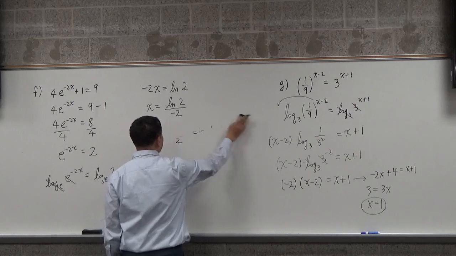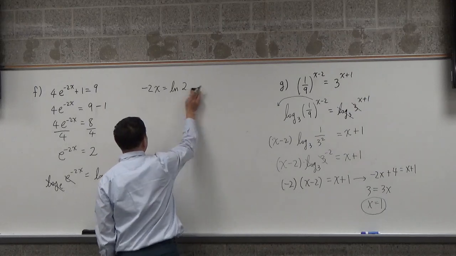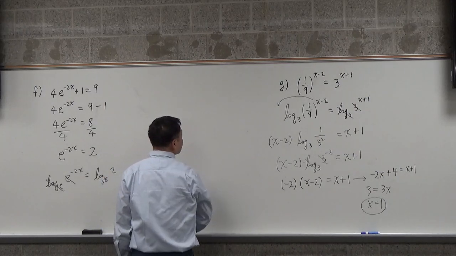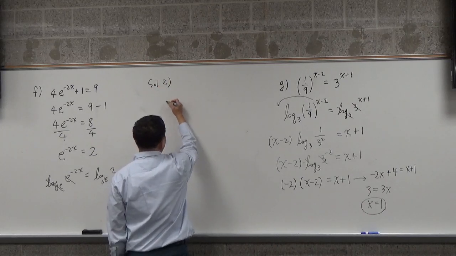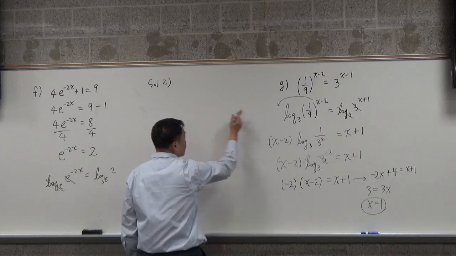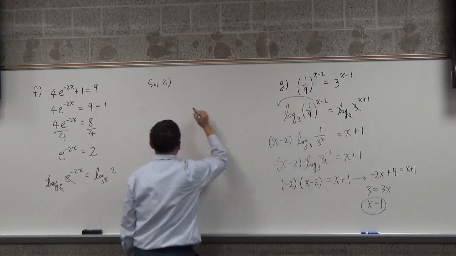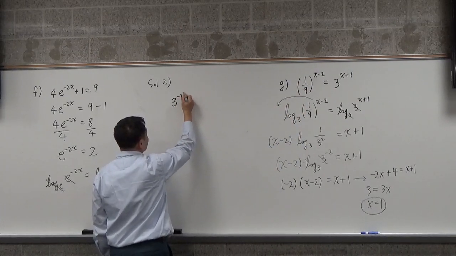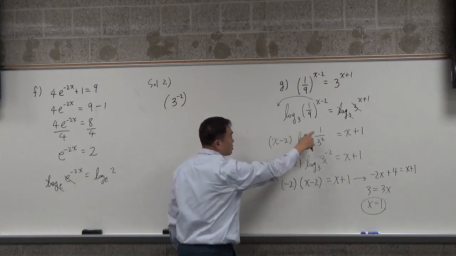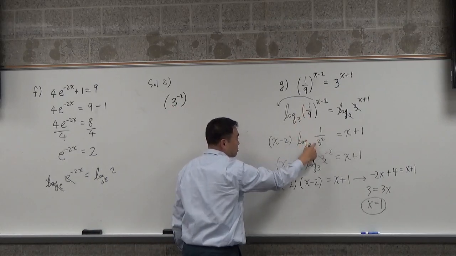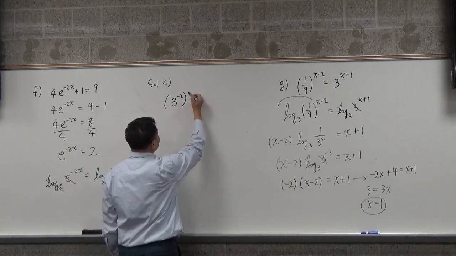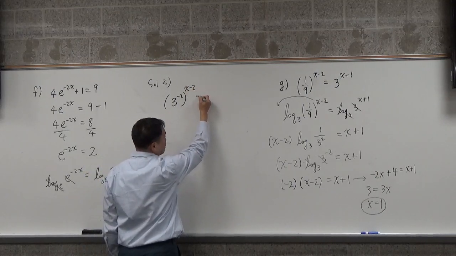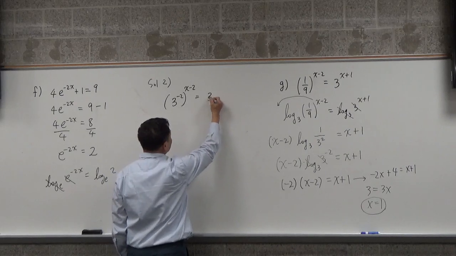Let me show you the second solution. It's slightly shorter. So solution 2. The second way to do this is to first rewrite 1 over 9 as 3 to the negative 2 for the same reason as we did this. 1 over 9 is 1 over 3 squared, and it's 3 to the negative 2. And then you put x minus 2 up here, and then you have 3 to the x plus 1.